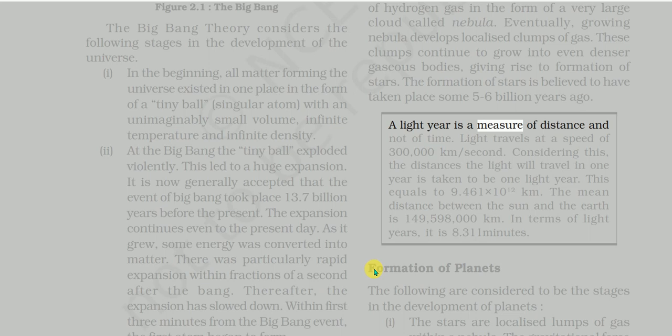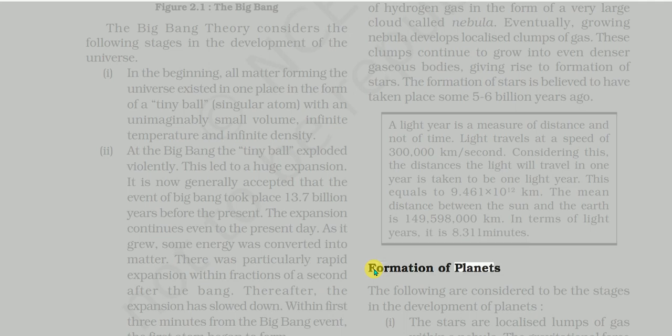A light year is a measure of distance and not of time. Light travels at a speed of 300,000 km/s. Considering this, the distance the light will travel in 1 year is taken to be 1 light year. This equals 9.461 × 10^12 kilometers. The mean distance between the Sun and the Earth is 149,598,000 km. In terms of light years, it is 8.311 minutes.